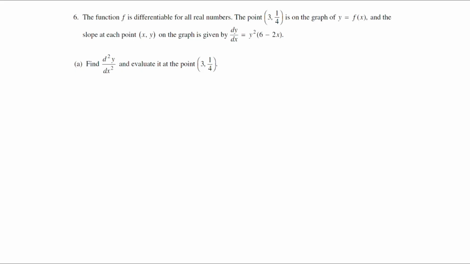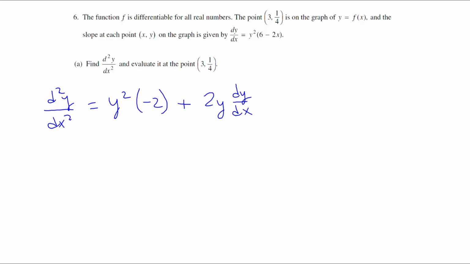Well, to take the derivative of y squared times (6 minus 2x) with respect to x, we have to use the product rule. And while doing that, we'll have to use implicit differentiation because we're taking the derivative of a y term with respect to x. So we'll start on our product rule with just the y squared times the derivative of 6 minus 2x, which is just negative 2. And we'll add to it the derivative of y squared, which is 2y dy/dx. That's implicit differentiation on y squared with respect to x. And then we have to multiply that by 6 minus 2x.